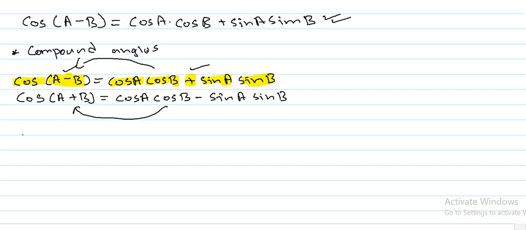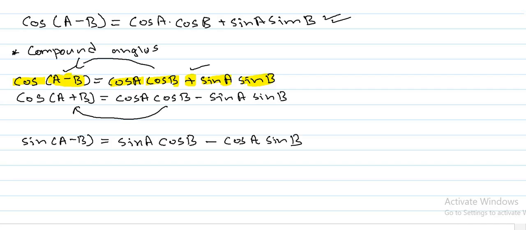Another compound angle that you must know is for sine, which says the sine of angle A minus B will be equal to sine A cos B. If it's minus, for sine it remains minus, minus cos A sine B. So again, for sine, we have the sine of A plus B given by sine A cos B. If it's plus, it's still plus for sine, plus cos A sine B.